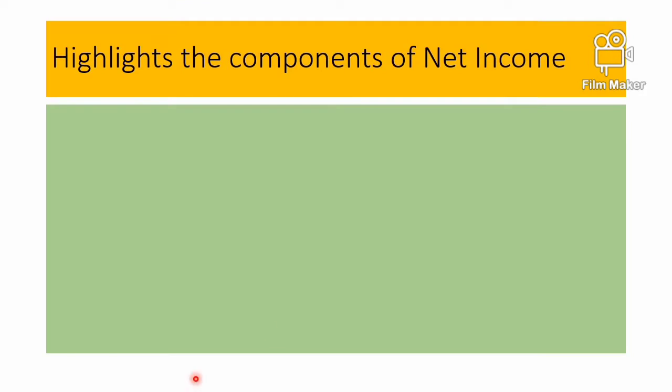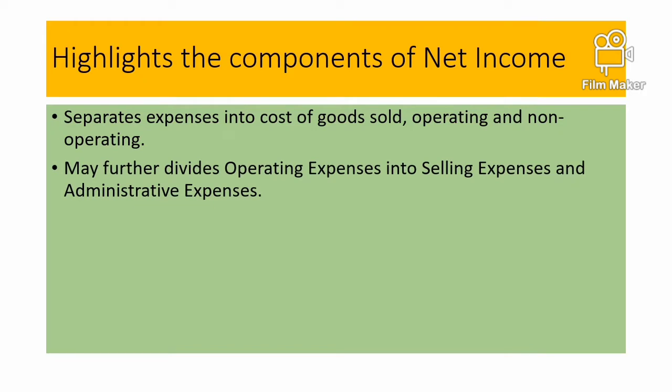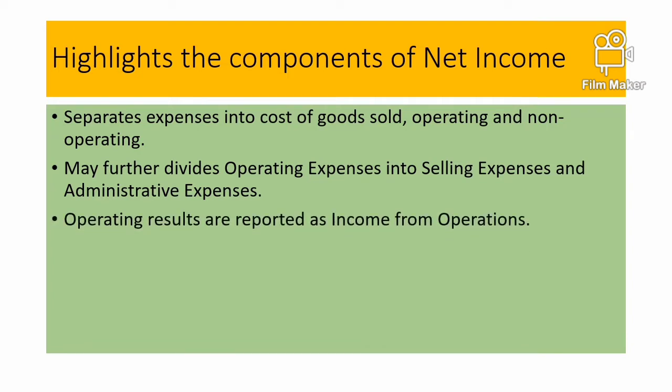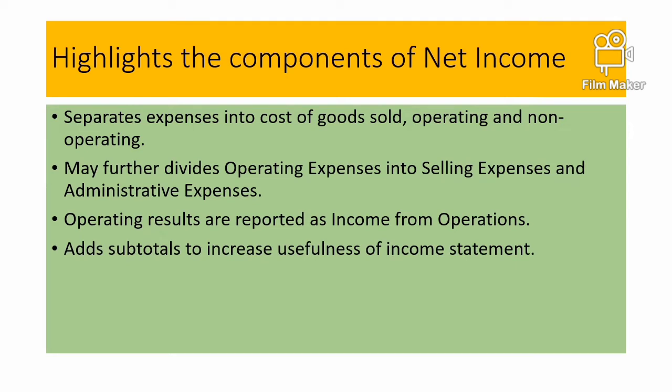Highlight the components of net income. Separate expenses into cost of goods sold, operating and non-operating. May further divide operating expenses into selling expenses and administrative expenses. Operating results are reported as an income from operations. Add subtotals to increase usefulness of income statement.